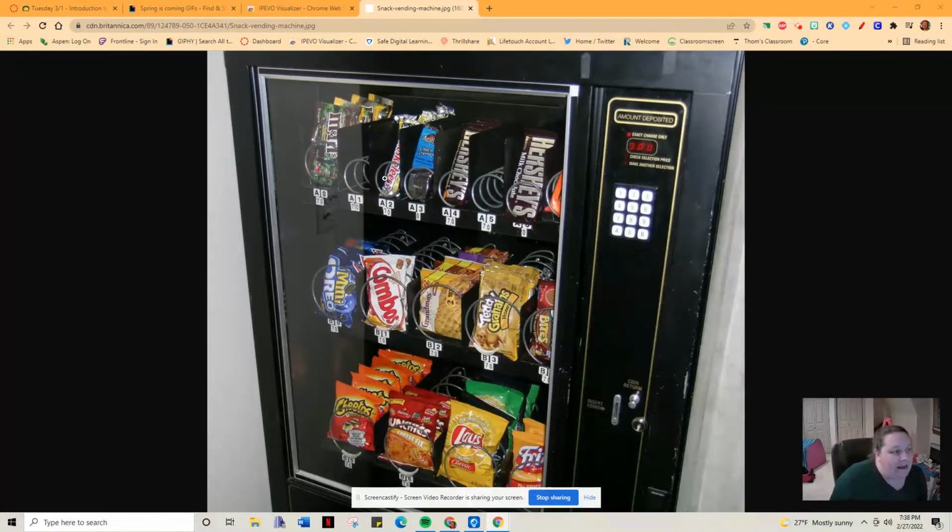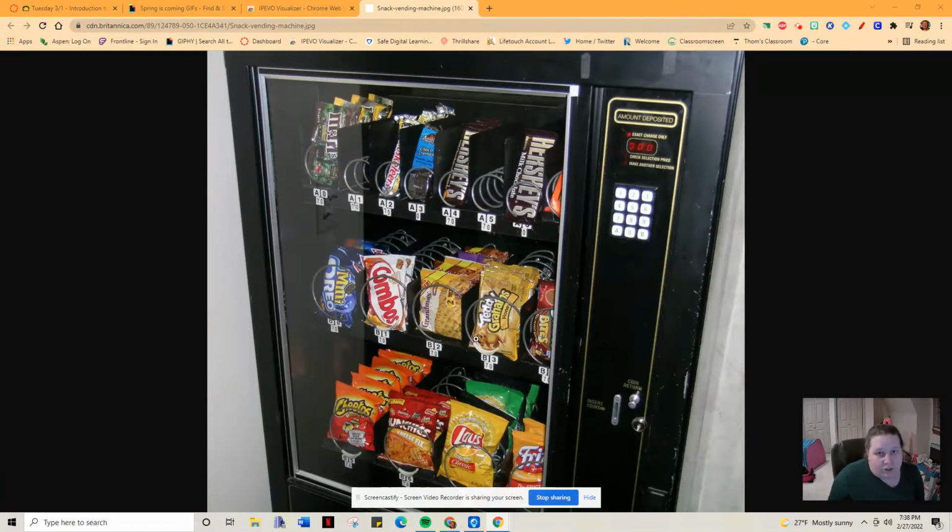Now, if I want to get a Three Musketeers bar, if I click A4, am I going to get a Three Musketeers? No, I'm not. Whatever code you punch in is what item you're going to get out of it, and it's the only item you can get out. So, if I want Teddy Grahams, I'm going to type in B3, and that's the only snack I can get by typing in B3. The computer system does its work and then it gives me the snack that I want.